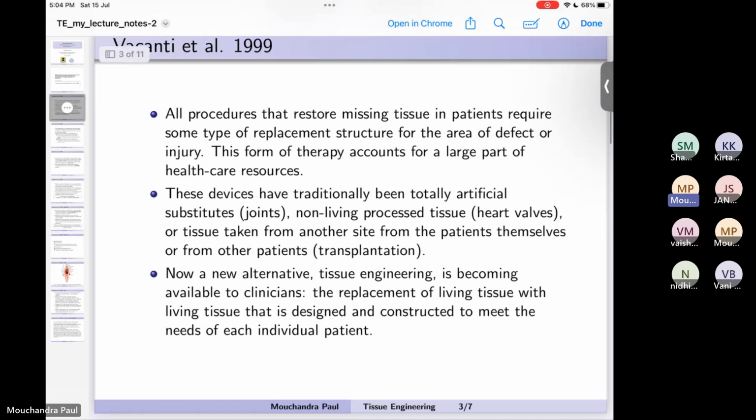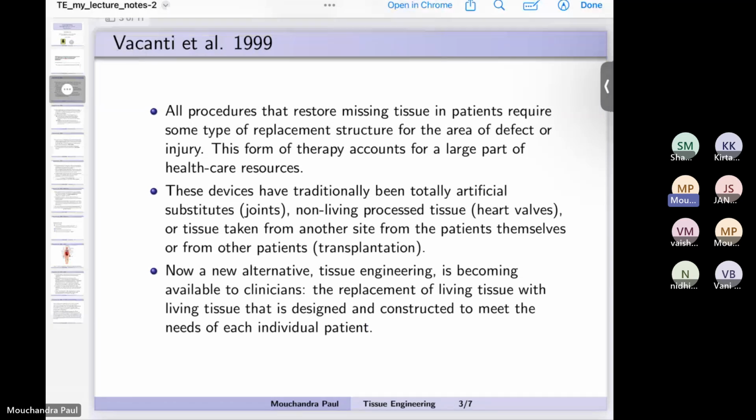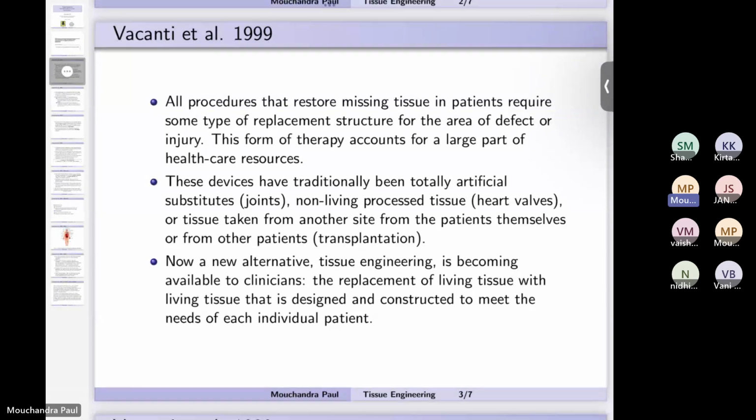So let's go through these points one by one. All procedures that restore missing tissue in patients require some type of replacement structure for the area of defect or injury. So this type of therapy accounts for a large part of healthcare resources. These devices have traditionally been totally artificial substitutes like joints, non-living processed tissue like heart valves, or tissue taken from another site from the patient themselves or from other patients, that is transplantation.